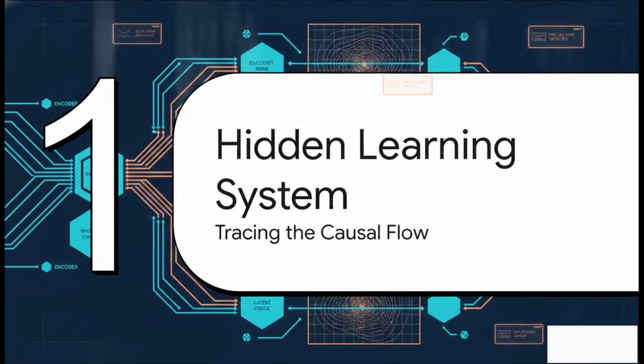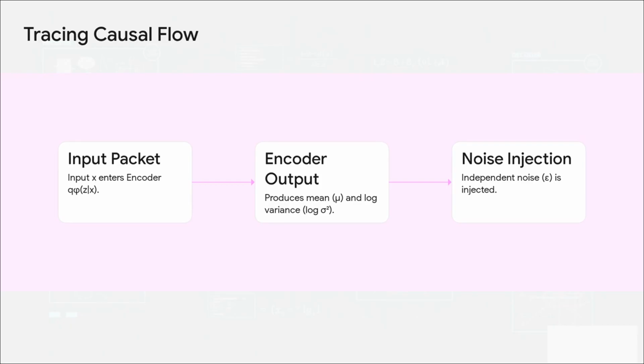All right, part 1, the hidden learning system. Let's move into our first diagnostic zone and map out the exact causal flow of our data packet. Everything starts with a strict causal handoff. First, our input packet X, that scanned digit, travels straight into our first named actor, the encoder station. We denote this as Q phi.